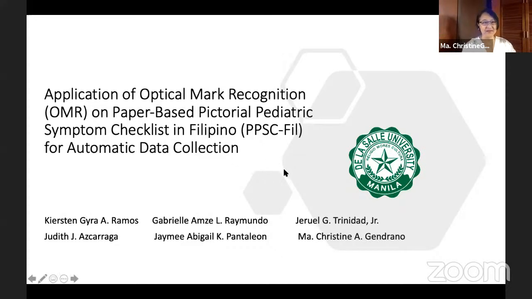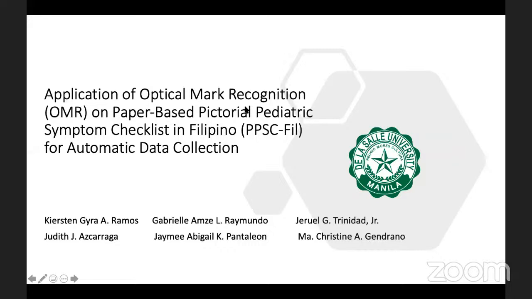Okay, for today, I'm going to present our paper. This is an undergraduate research paper entitled Application of Optical Mark Recognition on paper-based pictorial pediatric symptom checklist in Filipino for automatic data collection. This is done by our students Kirsten Guerra A. Ramos, Gabriel Amzi Raimundo, Jeriwel Trinidad Jr., and mentored by Dr. Judith Ascarga, Jamie Abigail Pantaleon, and your student, Maria Christine Hendrano. They are now graduates, so they are with Infor and Orbium as mentioned earlier.